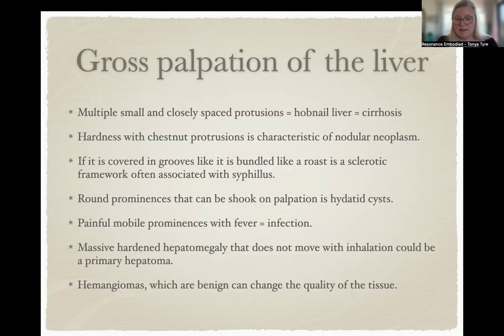Painful mobile prominences with fever, that can be infection. You might also feel a lot of heat with those. Like when there's infection there, you might feel a lot of heat. And I have to say I have seen that.